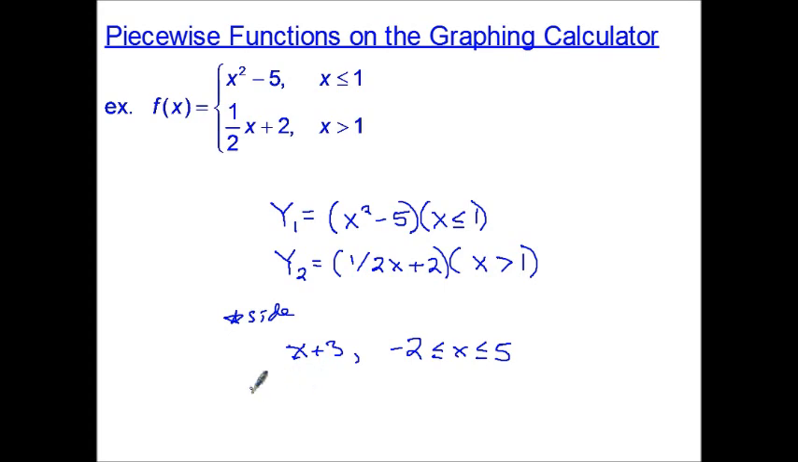To type that in, put in your y1 or whichever y you were on, and put in the x plus 3 in parentheses. Then you have to put both parts of the compound inequality in separate parentheses. So you'd put in x greater than or equal to negative 2, making sure you read it from right to left or left to right depending on how you're going, and then another set of parentheses with x less than or equal to 5. So to do one compound inequality like that for a piecewise function, you'd have to type in 3 separate sets of parentheses.